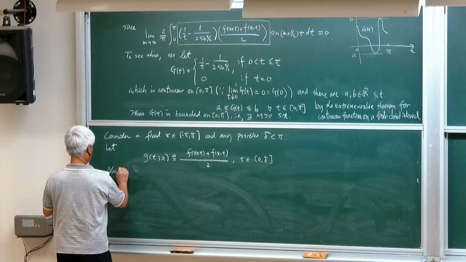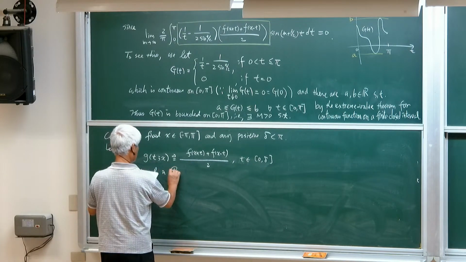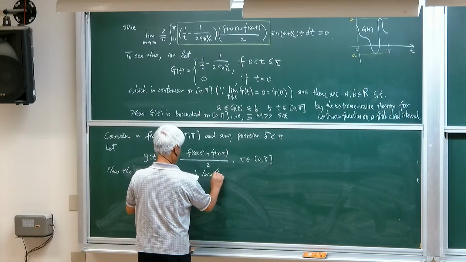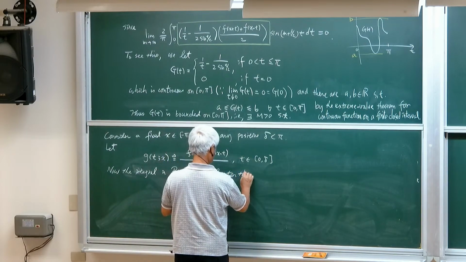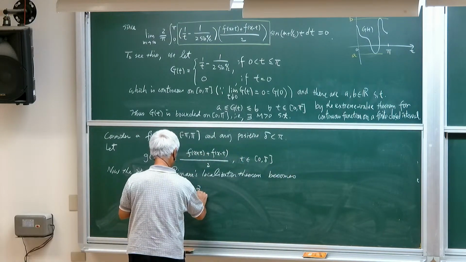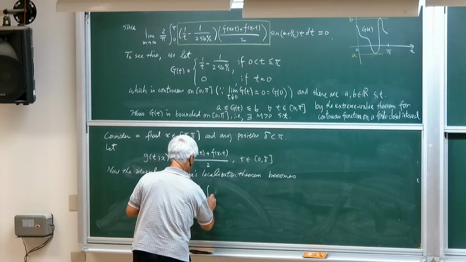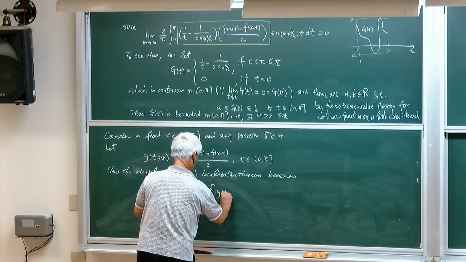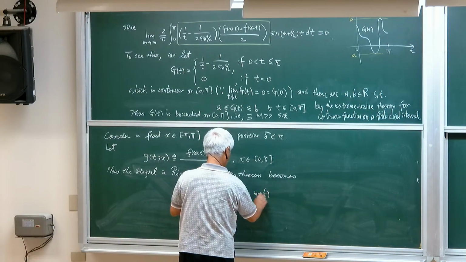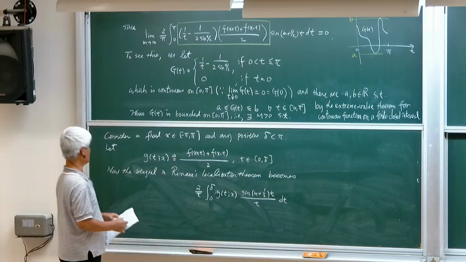Alright, so now the integral in the Riemann localization theorem becomes pi over 2, integral from 0 to delta, of the g function of t over x, and sine of (m plus 1/2) t divided by t, dt. Right? So this is the integral we will have.